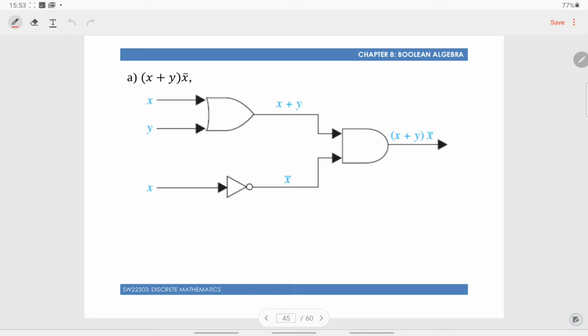For the first one, how many inputs do we have? We have x and y. So for the first one, it is the OR gate. We have this OR gate, and the arrow is pointing inside the OR gate. So the output is x plus y. And then we need to multiply with x complement.